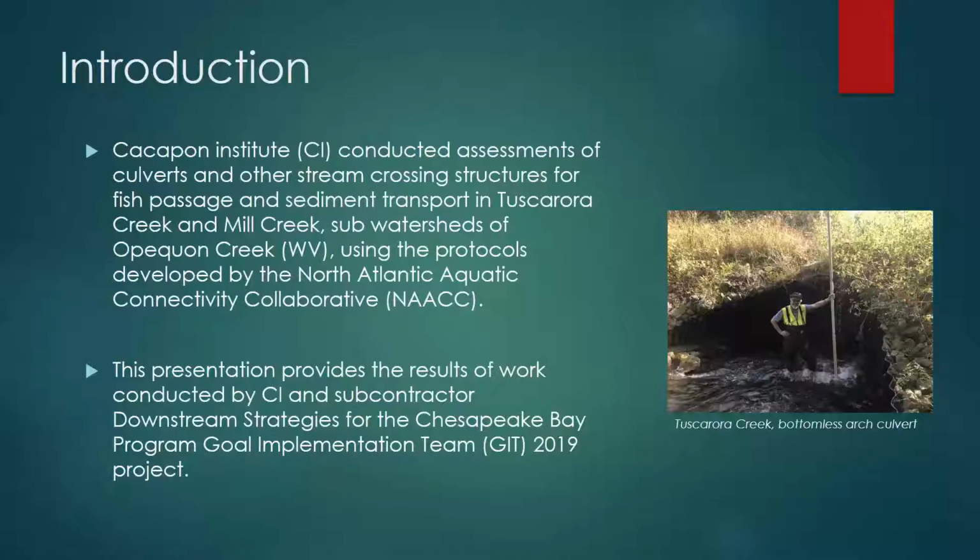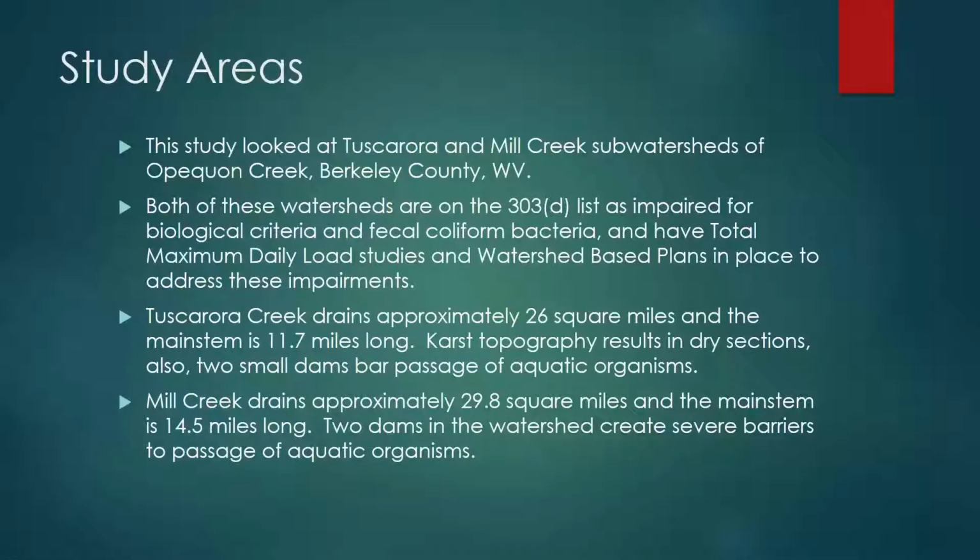This presentation provides the results of the work we conducted with subcontractor Downstream Strategies for the Chesapeake Bay Program Goal Implementation Team 2019 project. The study areas, as mentioned, were Tuscarora and Mill Creek of Opequon. These are in Berkeley County of West Virginia. Both of these are on the 303D list as impaired for biological criteria and fecal coliform bacteria, and have total maximum daily load studies and watershed-based plans in place to address these impairments.